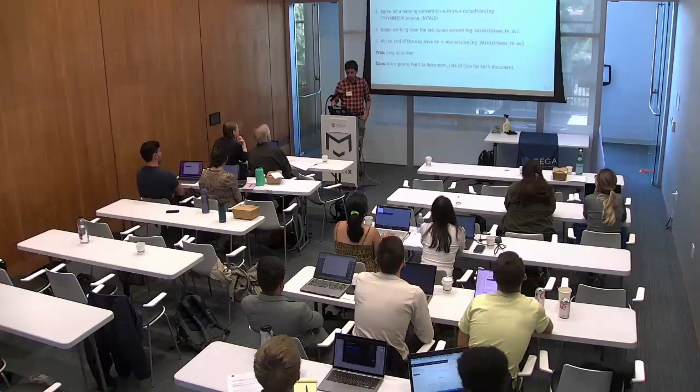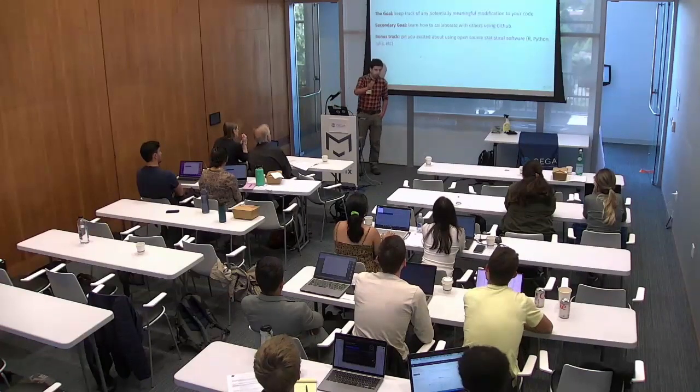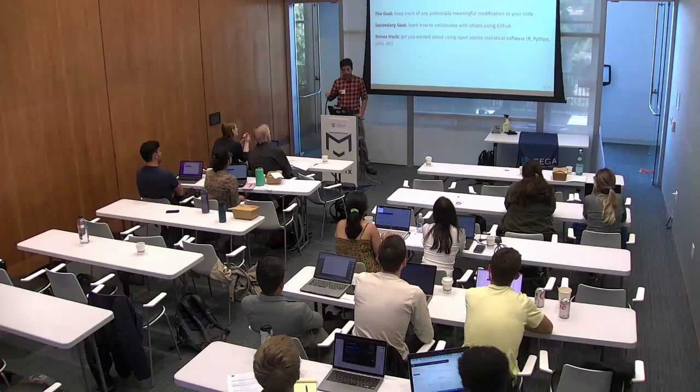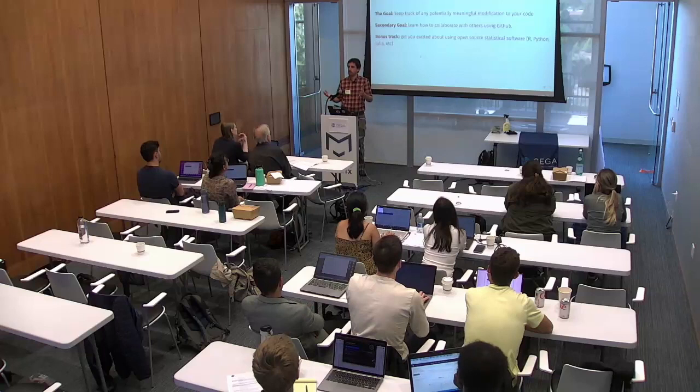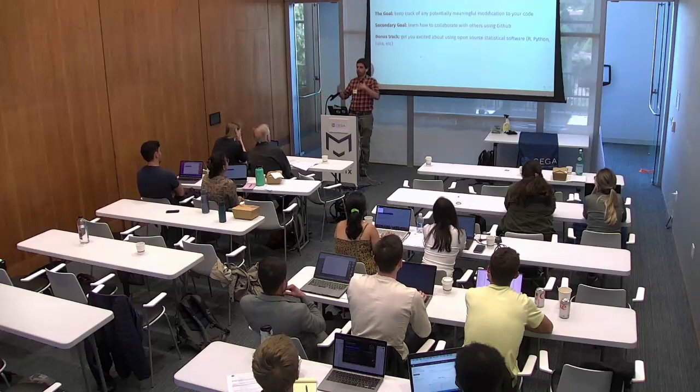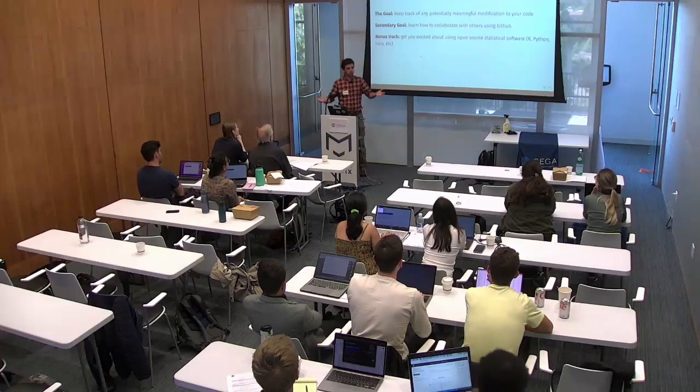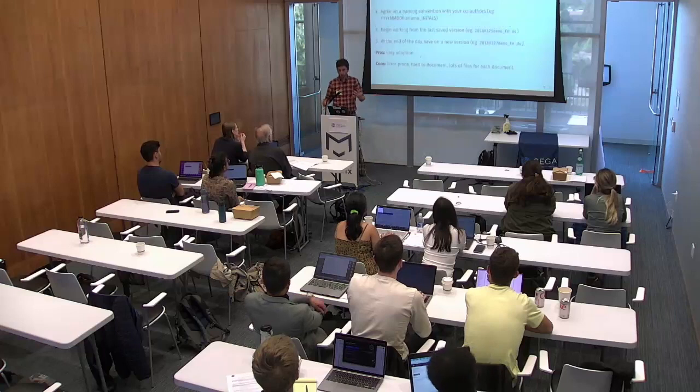So let's go back to the goal. First goal, we want to keep track of any potentially meaningful modification of our code. What do we mean by potentially meaningful modification? Let's think of how we would address this problem if we did not have version control software. You don't know what version control software is, but you still want to keep track of what's going on with your code. What would be a reasonable strategy? You can have something like this.